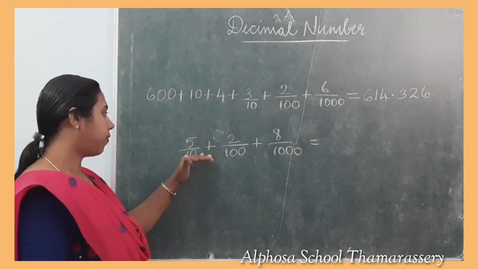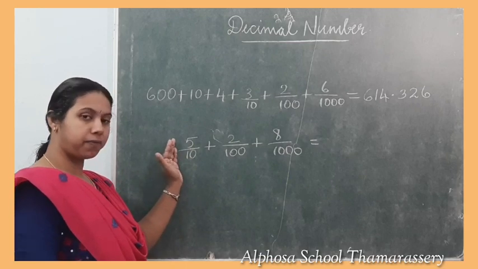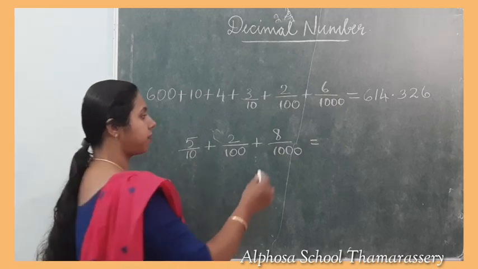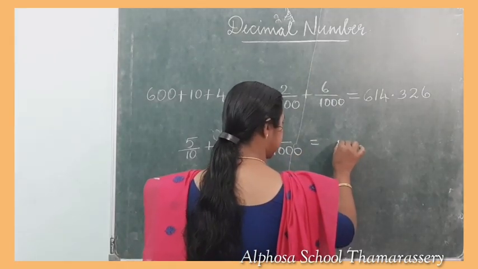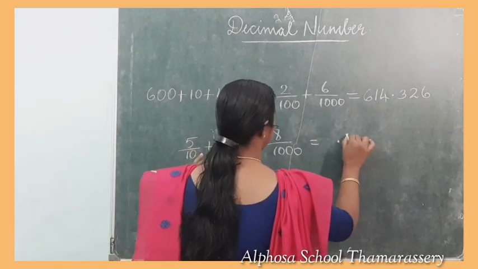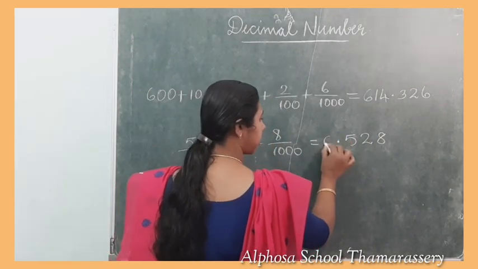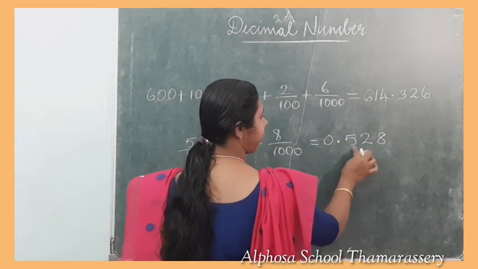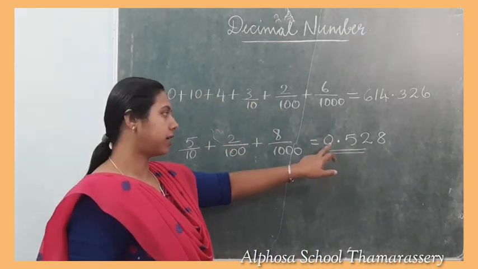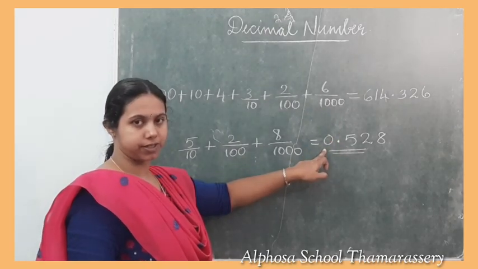The next one: 5 by 10 plus 2 by 100 plus 8 by 1000. It's starting from tenths place. That means only the decimal part is given. So you should start from after the decimal point. You should write 0.528. Before this decimal point you can put a 0. There is no significant value for the 0 when you put it before the decimal point.